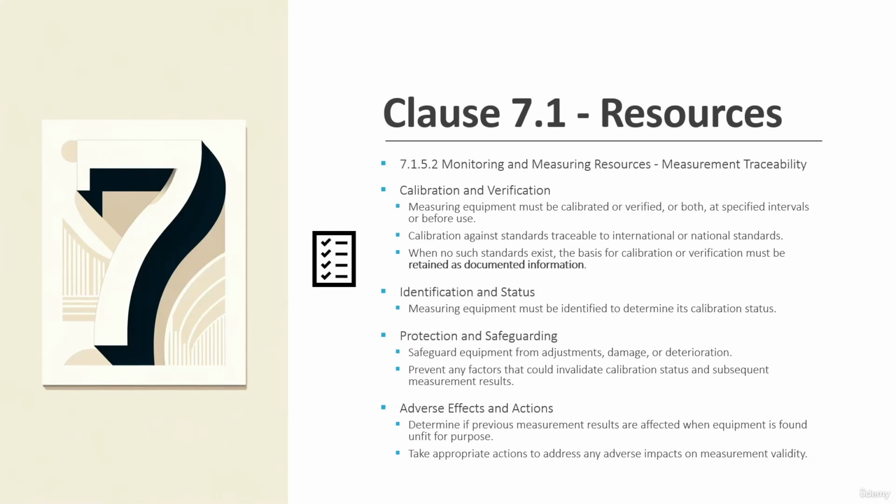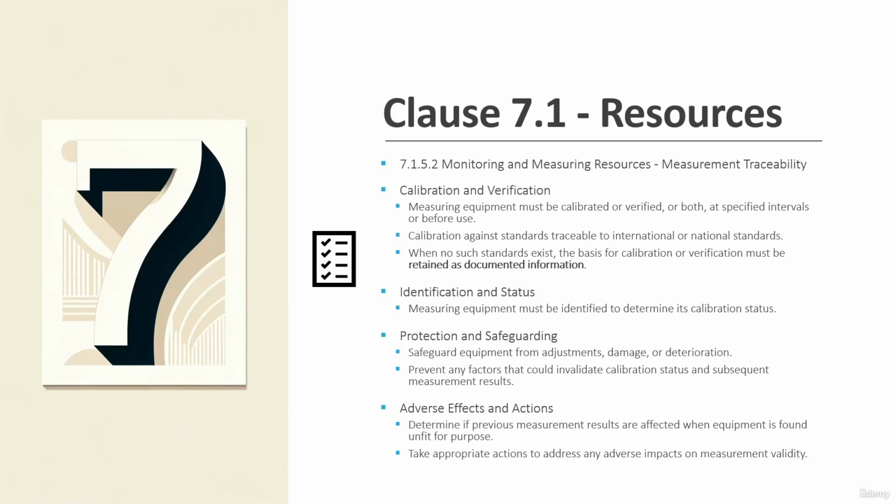Another important clause is related to identification and status. Measuring equipment must be identified so that you can find out the calibration status. Let's assume that you have 5 pressure gauges all in the same range. How do you know which particular equipment is calibrated and which is not? For that, each pressure gauge will have a serial number written on it. So this is pressure gauge number 1, this is pressure gauge number 2, 3, 4, 5. Then for each of these pressure gauges, you will maintain the calibration record. That way you will know that this particular gauge is calibrated and this particular gauge is not calibrated. That is identification and status.